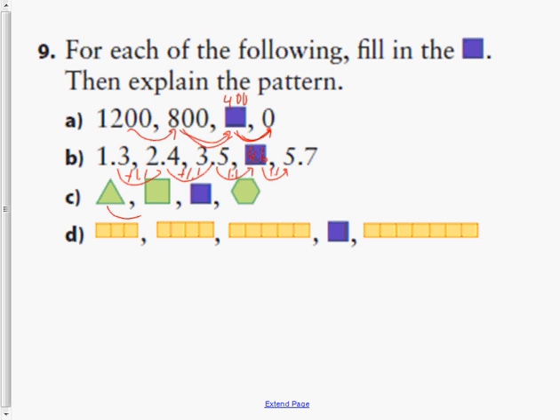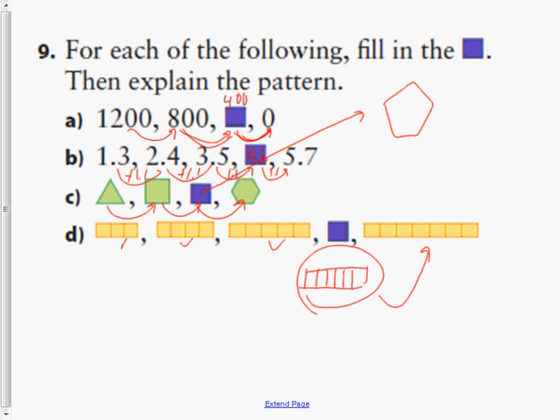A 3-sided figure to a 4-sided figure to a blank-sided figure to a 6-sided figure means that this one has to be a 5-sided figure, also known as a pentagon or a house. And the last one, there are 3 squares, 4 squares, 5 squares, 6 squares, 7 squares. That's all you had to do. That's a pretty easy question.